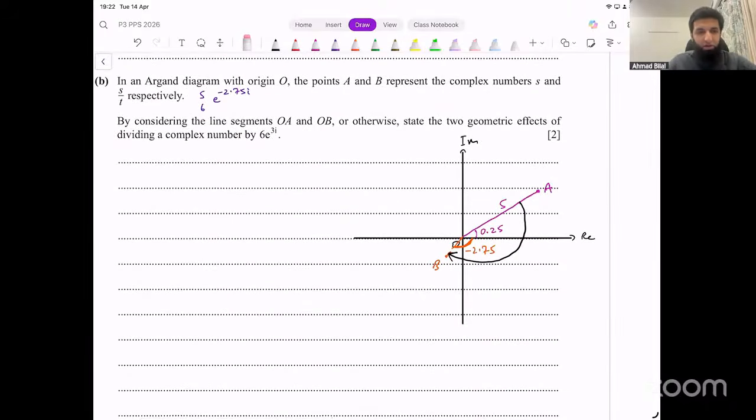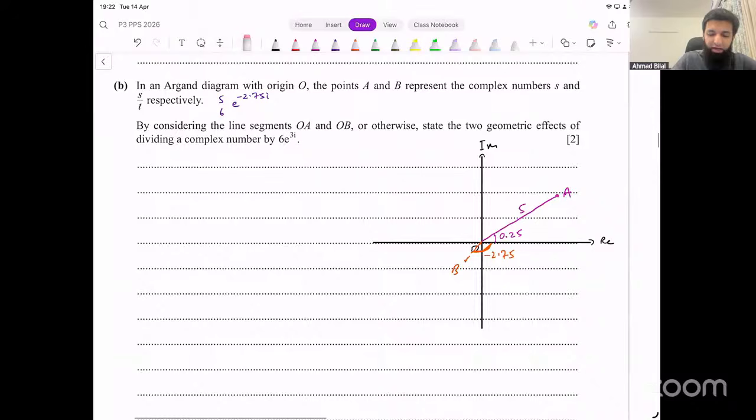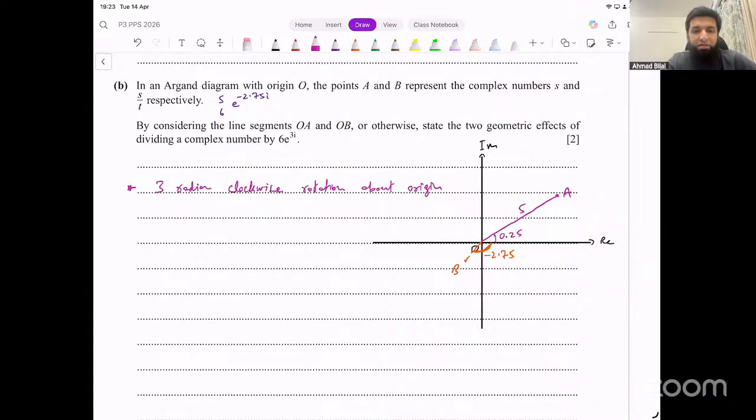There's a rotation about origin. Origin is the center of rotation, and the angle of rotation is 3 radians. That is one thing that is happening. We can say there is a clockwise rotation, 3 radian clockwise rotation about origin. That is one thing that's happening. A clockwise rotation by 3 radians with origin as the center of rotation. What else? Is there anything else that is changing?